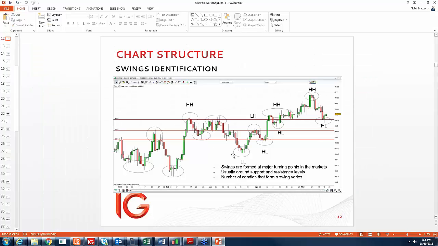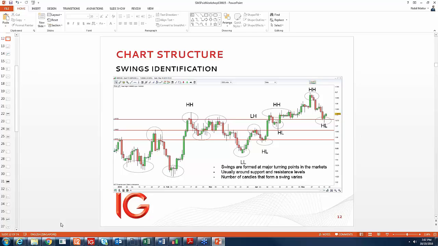Look at all the circles here. Swings are formed at major turning points in the market. It's usually around support and resistance levels, and the number of candles can be 3, 4, or 5, depending on how it looks. It's always better to coincide with a level of support and resistance so that there's a high probability that the level is significant. Just like this red line here, this is 16750, I think. You can see resistance, and then it became support here. Every time the price hits this level and forms some kind of a swing, this can be considered a key level as well.